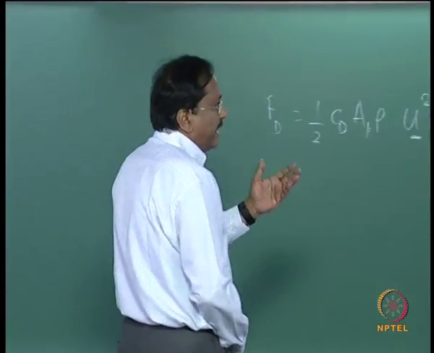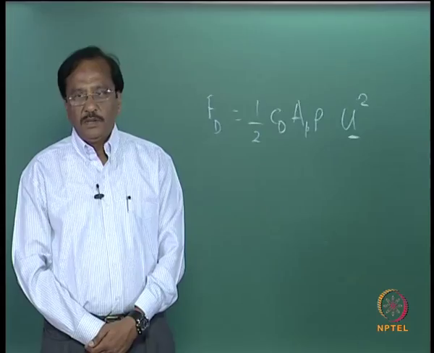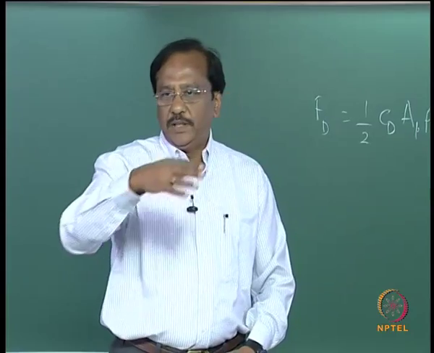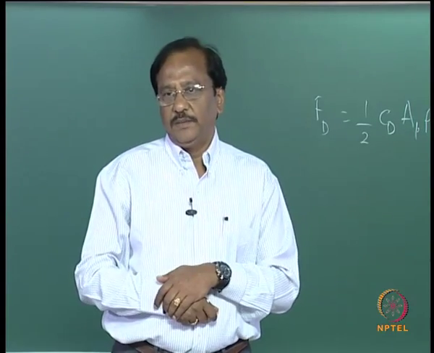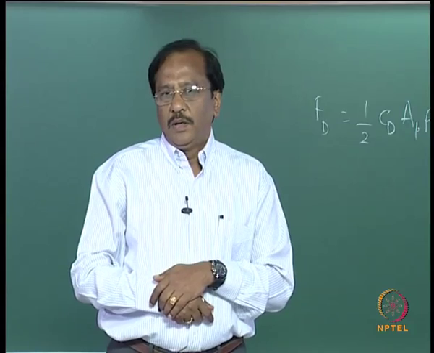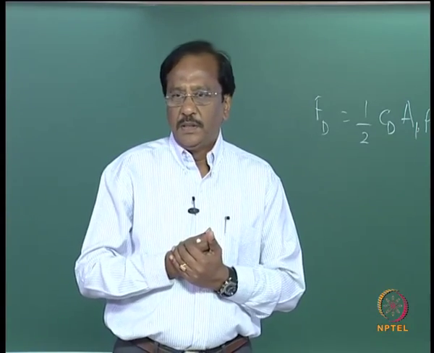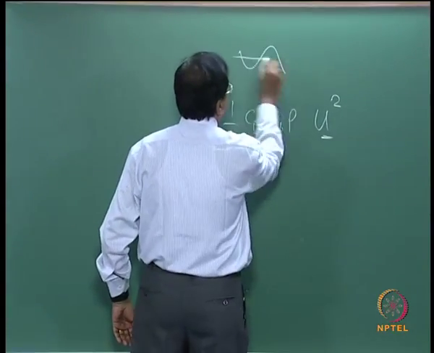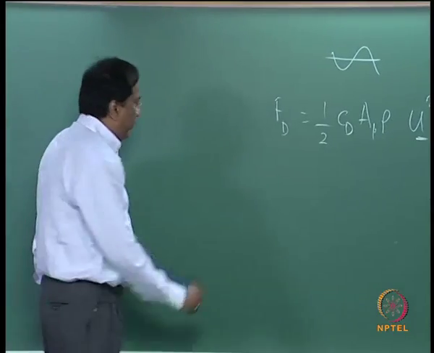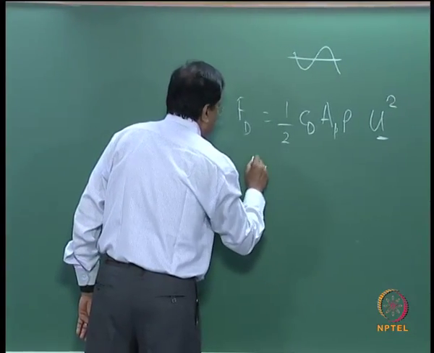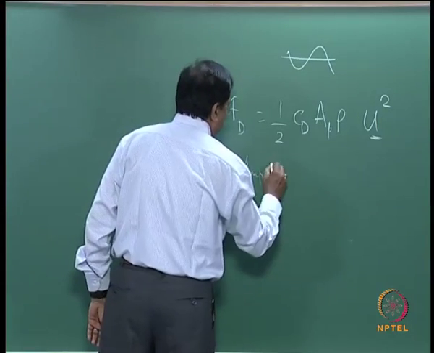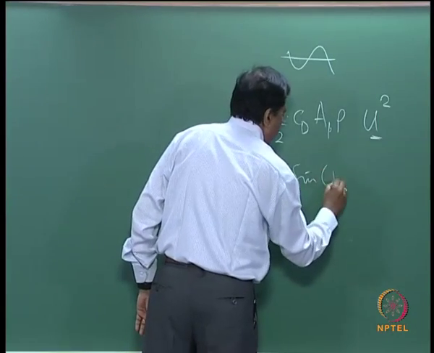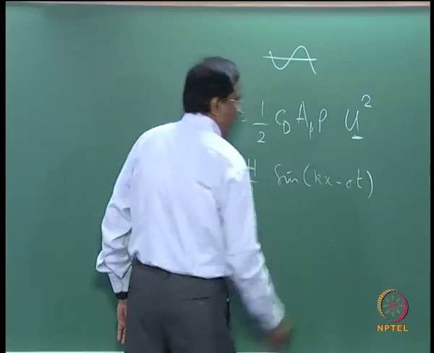But here we are considering an unsteady flow. What does that mean? We are considering a wave interacting with a structure. How do you define a wave? A wave is going to vary with respect to time. Remember, eta is some amplitude, or I would just simply say H by 2 into sin of kx minus sigma t.